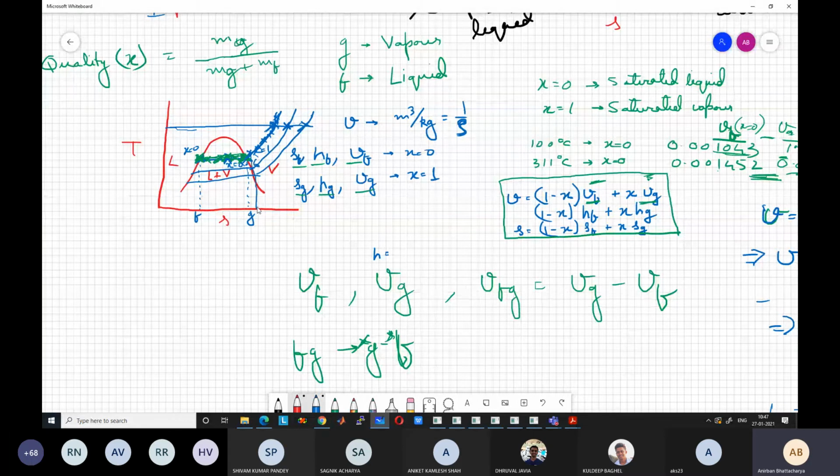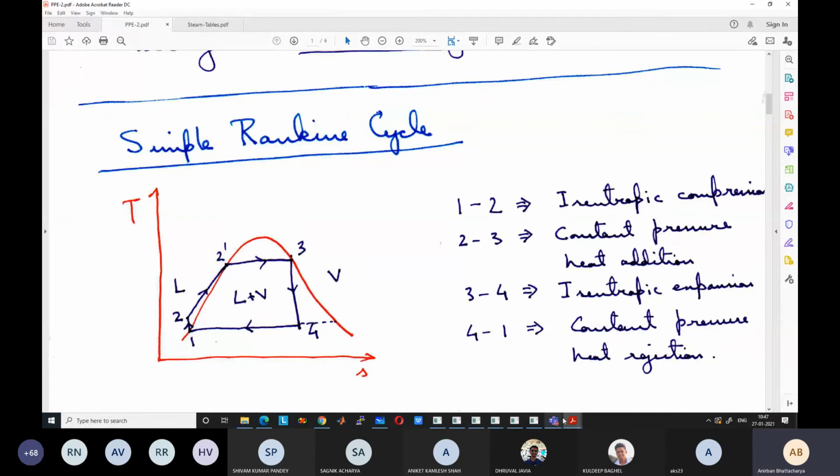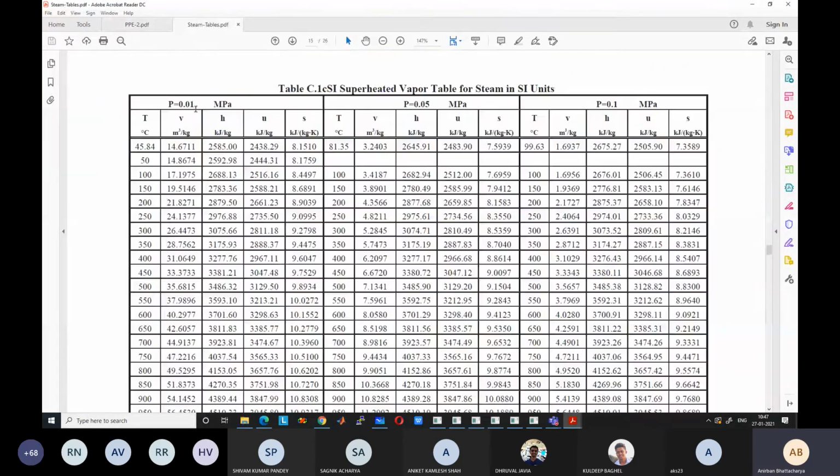First pressure given is P equal to 0.01 MPa. Again, for different tables, different pressures can be given. This is a more extensive table, so a lot of pressures are given. You can see that the first entry is 45.84 degrees centigrade. Why is this the first entry? Can anyone say? For P equal to 0.01 MPa, why is the first temperature entry 45.84? What does this first entry signify?